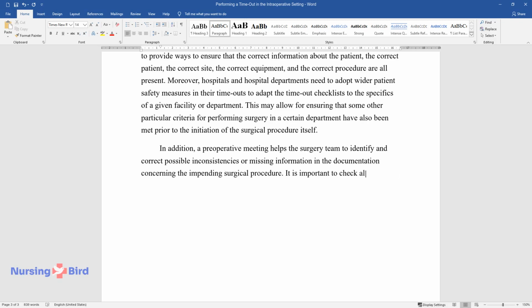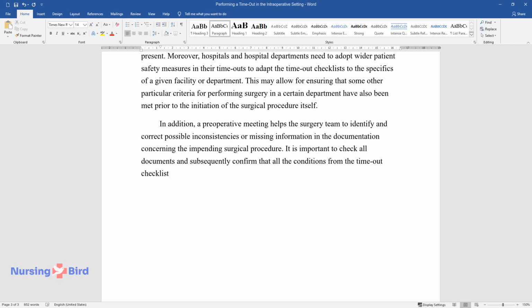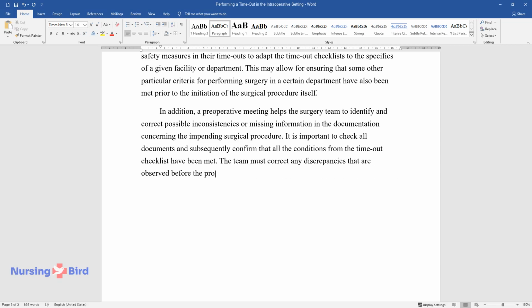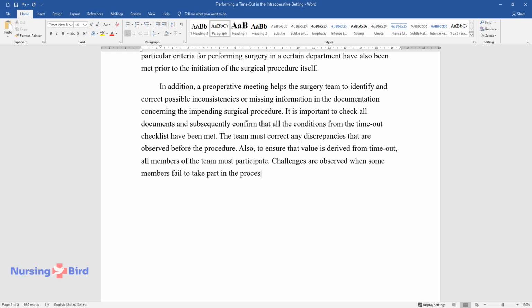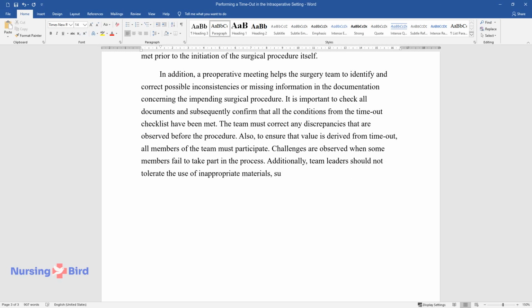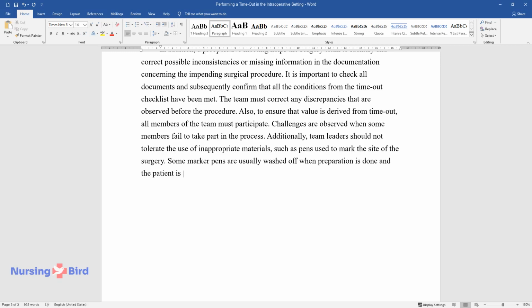It is important to check all documents and subsequently confirm that all the conditions from the timeout checklist have been met. The team must correct any discrepancies that are observed before the procedure. Also, to ensure that value is derived from timeout, all members of the team must participate. Challenges are observed when some members fail to take part in the process. Additionally, team leaders should not tolerate the use of inappropriate materials, such as pens used to mark the site of the surgery. Some marker pens are usually washed off when preparation is done and the patient is draped. This scenario may lead to a missed surgical site.